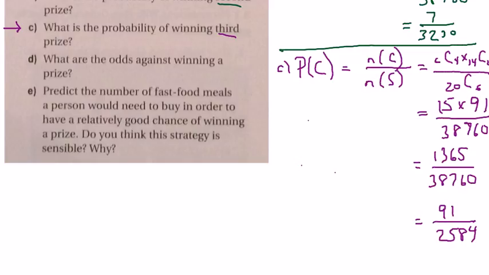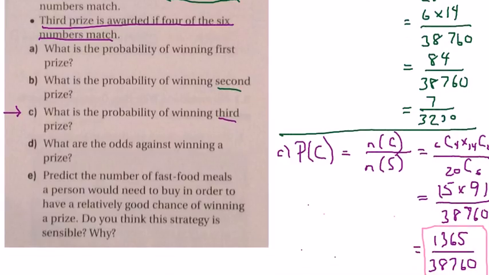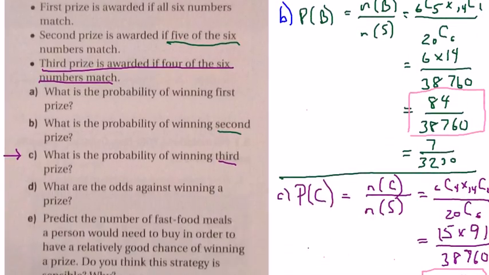In fact, if we want to look at the relative probabilities, 1,365 ways to win third prize out of the full 38,760. There are 84 ways out of 38,760 for winning second prize, and there's one way for winning first prize. It's very rare that someone will win first prize in this contest.